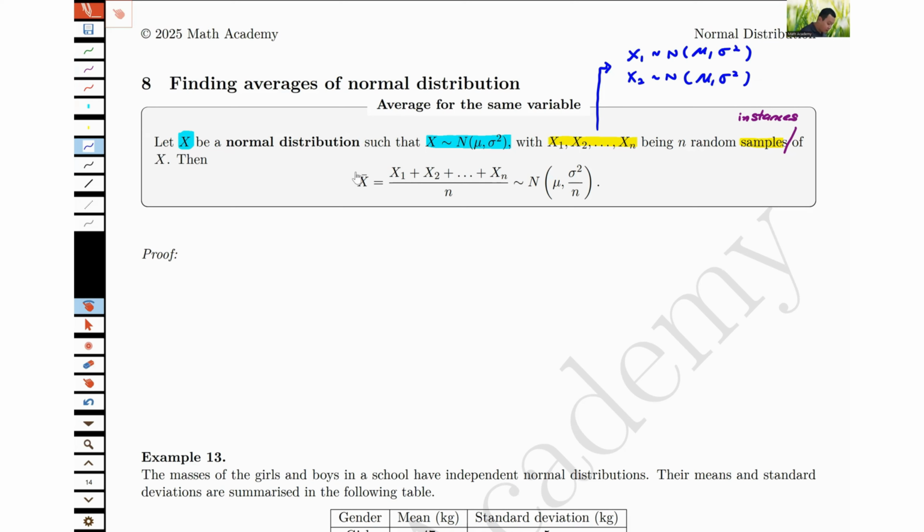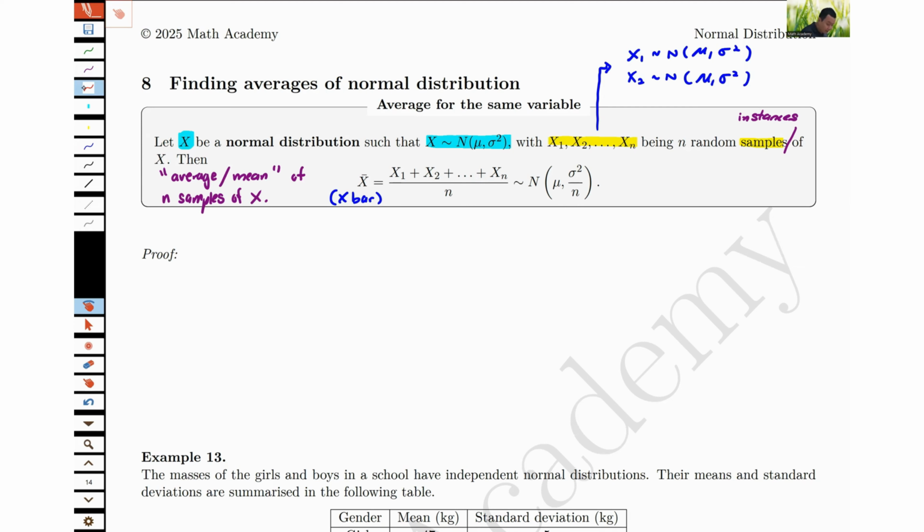We will be asked for this thing called X bar. When you read this, it's read as X bar. So what is this X bar? In more layman's terms, this is the average or the mean of n samples of X. You have n different X and you want to check the average distribution. We will need to learn how to apply the formula, although I will also show you the proof.